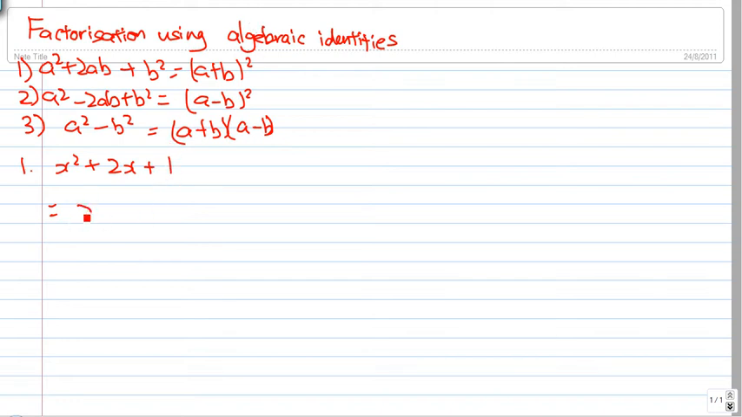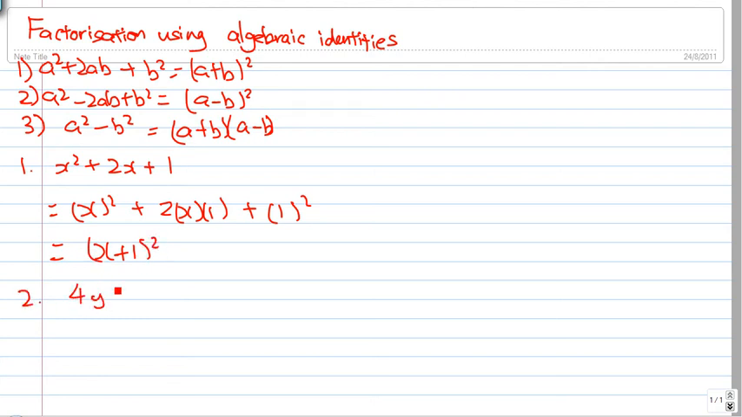So you have a squared plus 2, and you know that this is your last term, which is ab. 2ab, which is still 2x plus b squared. So you have it in this form, a squared plus 2ab plus b squared. So you know that a is x and your b is 1. So you've just factorized it. Let me just write it neatly: (x plus 1) squared.